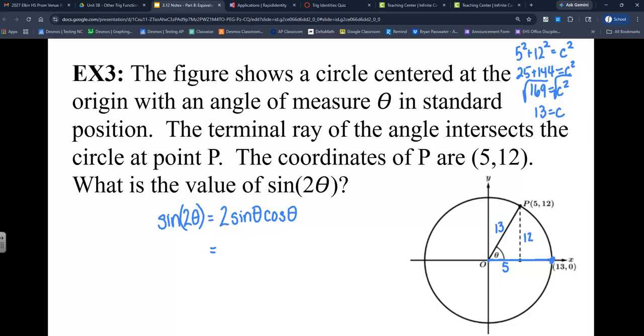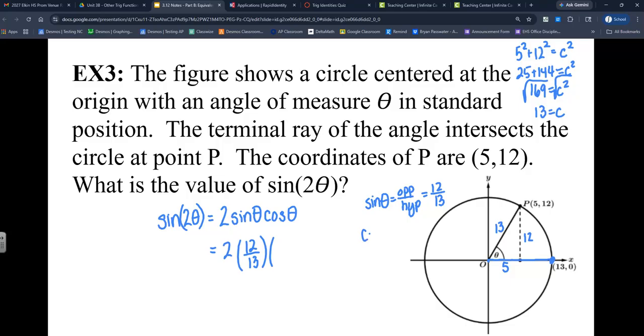So if this was the unit circle, we could just use the x-coordinate and the y-coordinate, right? We would not have to think about the hypotenuse of that triangle. But in this triangle, sine of theta is opposite over hypotenuse. So sine of theta would be opposite, which is 12, over 13. So I've got sine of theta is 12 over 13.